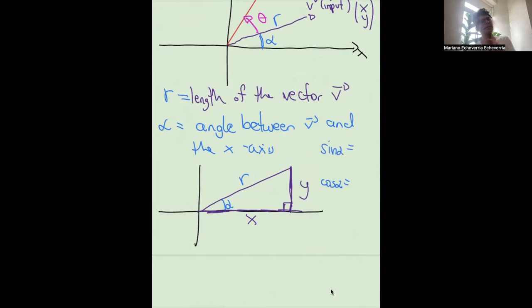So the sine was the opposite side divided by the hypotenuse, right? So the sine would be y over r, and the cosine would be x over r, right? That's the sine and cosine in terms of the sides of a right triangle. Is that okay?